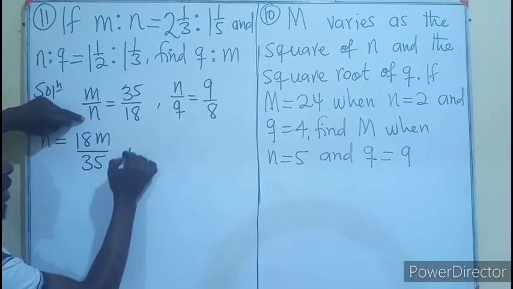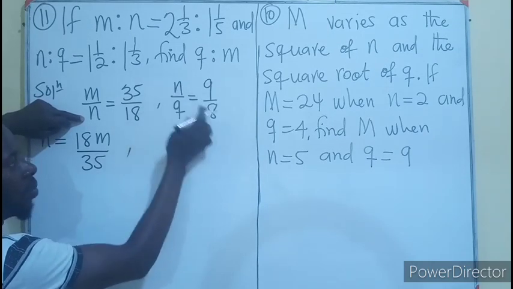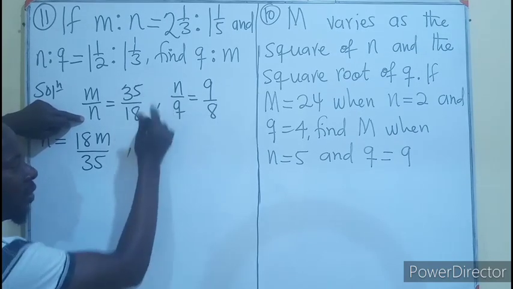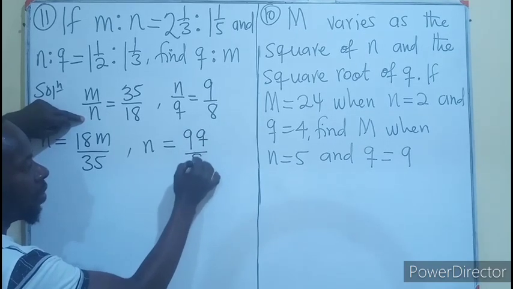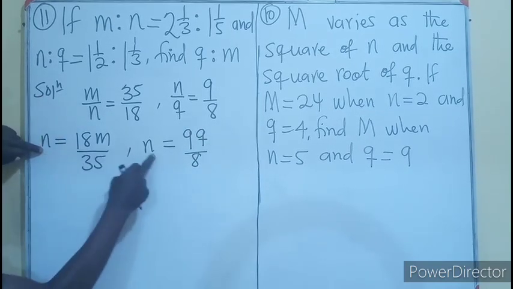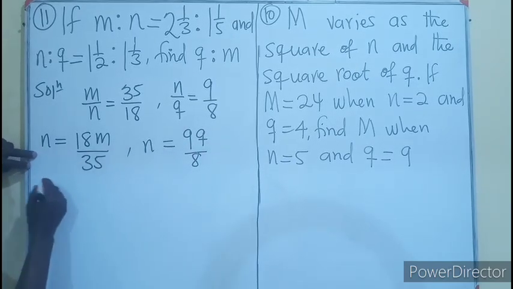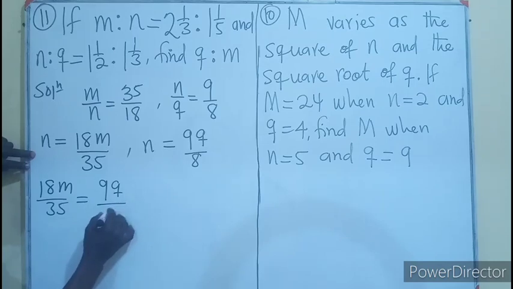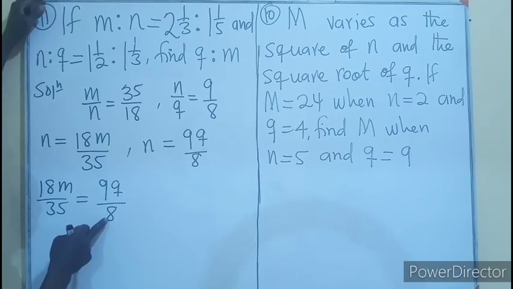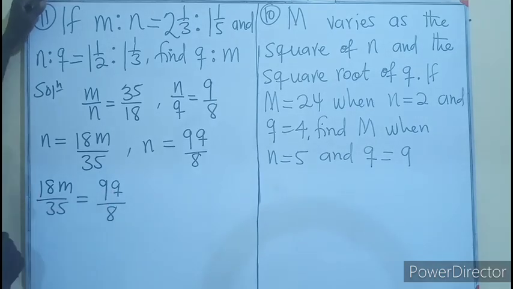Then here, we are also going to have q multiplying 9, n multiplying 8, meaning 8 is the coefficient. So n will also be equal to 9q over 8. Now since the n are the same, the two expressions become the same. So I'll be having 18m out of 35 equals 9q out of 8.